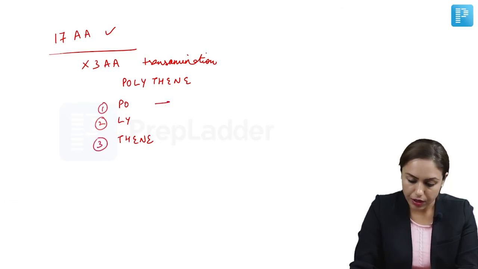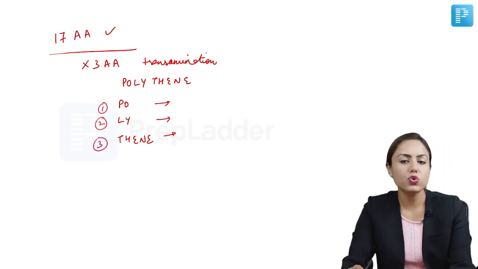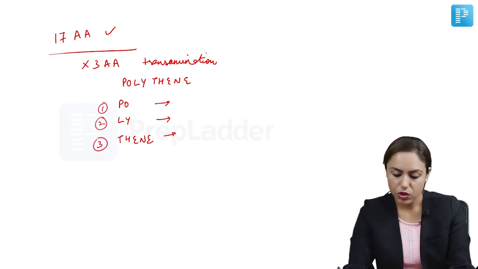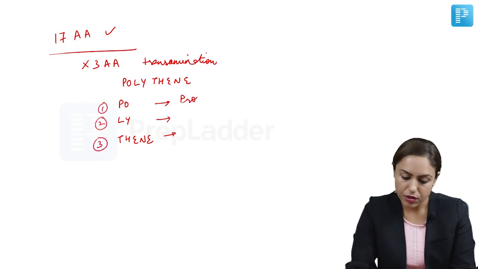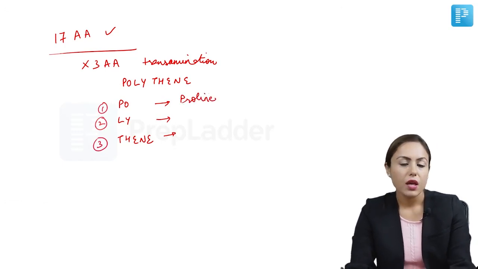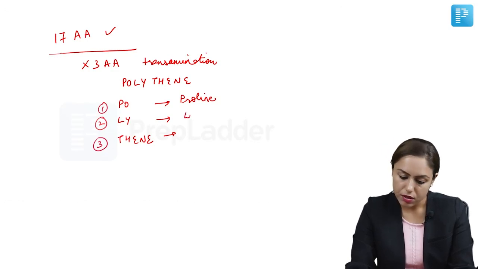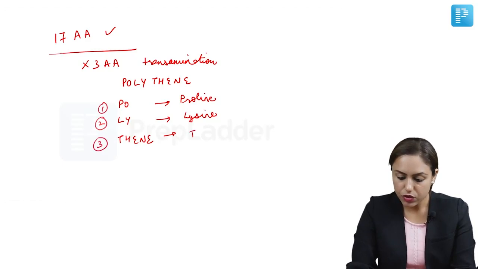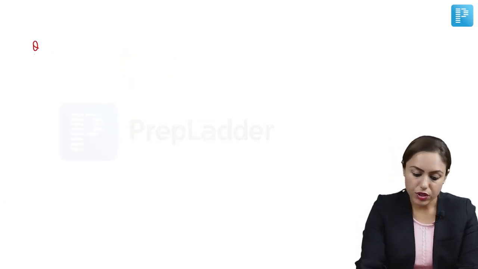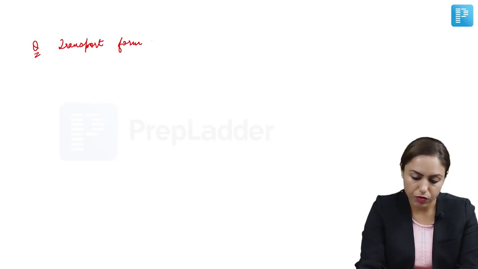P-O-L-Y and thene. These are the 3 amino acids which do not undergo transamination. Very good mnemonic. It is very clear. You can yourself tell. PO is which amino acid? PO is proline. Okay. LY is which amino acid? LY is lysine. Okay. Thene is which amino acid? Threonine. Right.